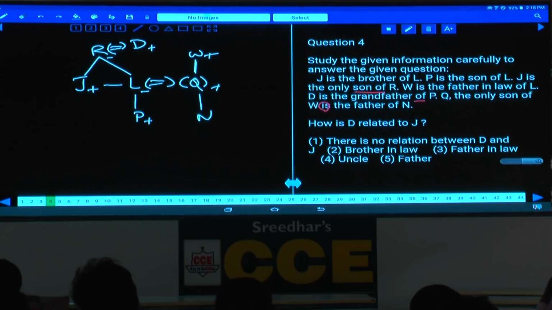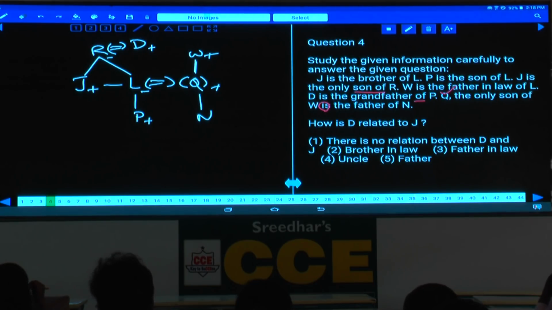This refers to whom? It refers to the first person, Q only. Q, the only son of W. Who are we talking about? We are talking about Q. Q, only son of W, is the father of N. That Q is the father of N.